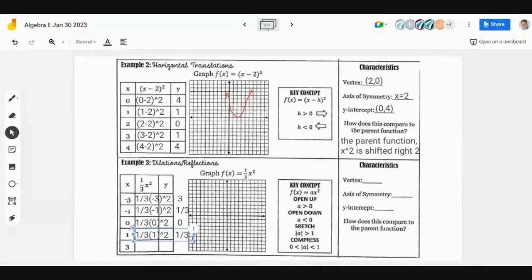All right, and then our last one down here. 1/3 times 3 squared. 3 squared is 9 times 1/3, which is 3. So there's our points: -3, 3; -1, 1/3; 0, 0; 1, 1/3; and 3, 3. So let's go up here. We have the point at 0, 0, and 1/3 at -1, and 3 is 3. So this is going from 3, 3 down to 1/3 to 0 to 1/3 to 3.